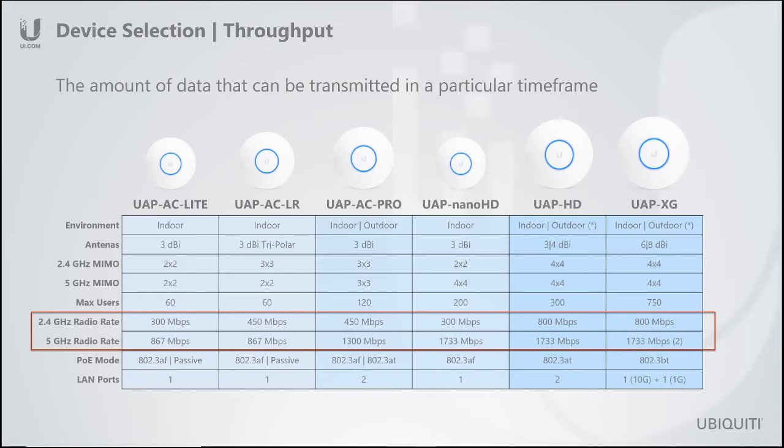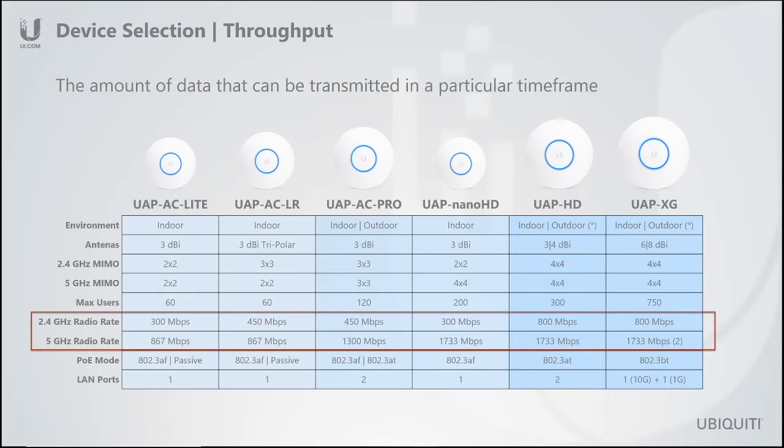So if you look at these access points right now, you would see the difference in the speeds available for 2.4 gigahertz radios as well as 5 gigahertz radios. If you look at HD and XG, they have the maximum throughput available for 2.4 gigahertz as well. But this is again the aggregate speed or throughput that you could get, which means the combined speed of all the clients, which would be up to 800 Mbps for 2.4 gigahertz radios.